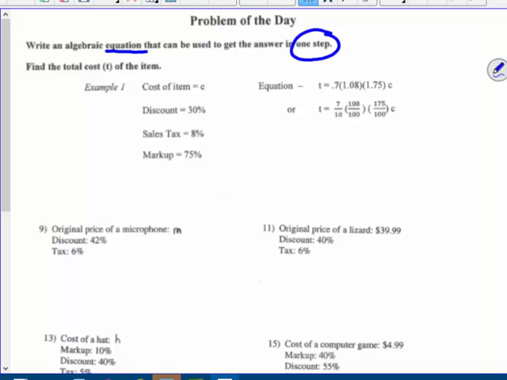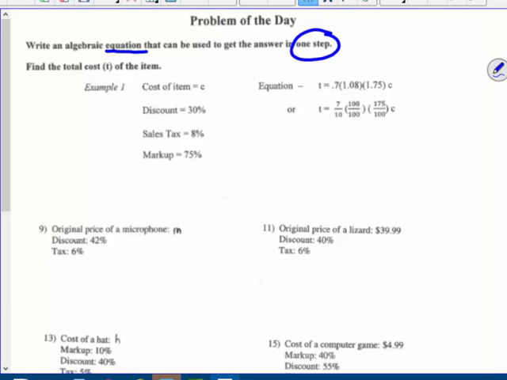Here's an example that's done for you. The total cost T of an item. The cost of the item is C. To get the total, you're going to use T. The discount is 30%, the sales tax is 8%, and the markup is 75%.